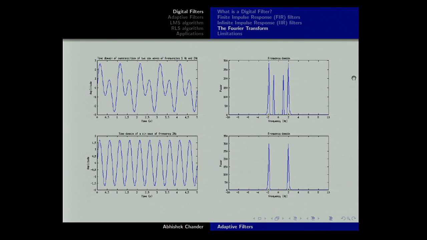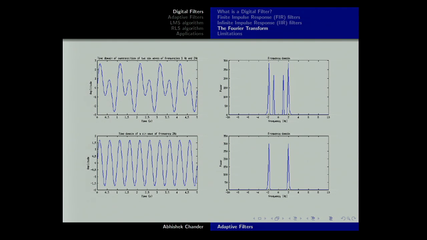So here's an example. Here we have 2 sine waves, one of 1 hertz and one of 2 hertz. And they're superimposed with each other. And we can't really tell just by looking at it, obviously. So we apply the Fourier transform, and we get the results in the frequency domain. And we can see that we have a 2 hertz wave and a 1 hertz wave. And of course, we have 2 of each because you have the positive frequency and the negative frequency.